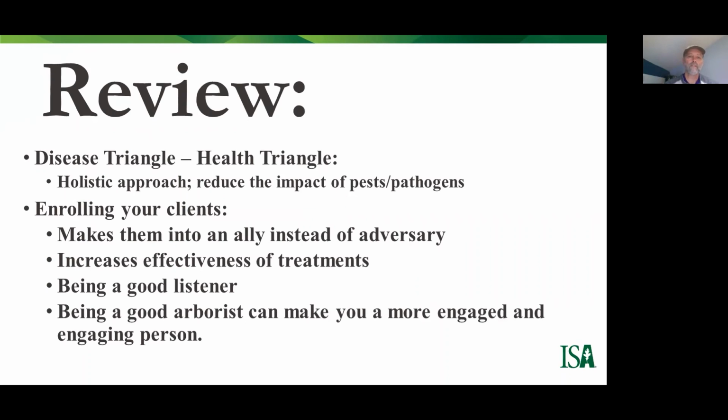And the health triangle is a way that we can really reframe that to enroll clients in what we're up to, bring them in as our allies instead of our adversaries with the cultural practices that they're doing that set our efforts back. So that'll increase your effectiveness of the treatments you are doing. And in order to do that, it's really just about being a good listener to people, relating to them authentically. And at the end of the day, you can realize being a good arborist is not just about your technical knowledge, but it makes you a more engaged and engaging person when you're a good listener to your clients. And then they'll be able to know what are the right things to do and actually apply them out in the world.